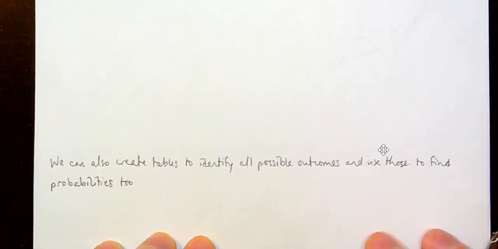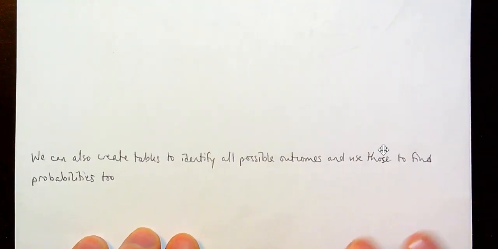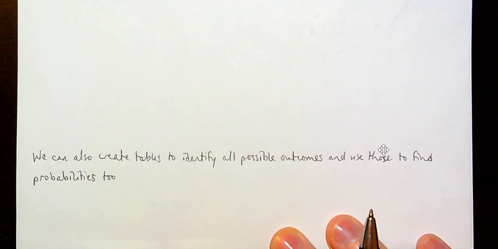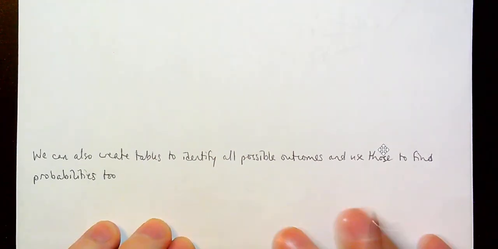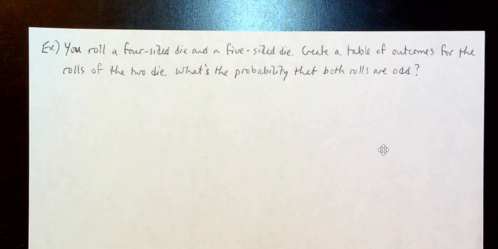Well, we can use things besides just tree diagrams to figure out probabilities. We can also create tables to identify all possible outcomes and use those to find probabilities as well. So suppose you roll a 4-sided die and a 5-sided die. Let's create a table of outcomes for the rolls of these two dice, and then we're going to use that to find the probability that both rolls are odd.